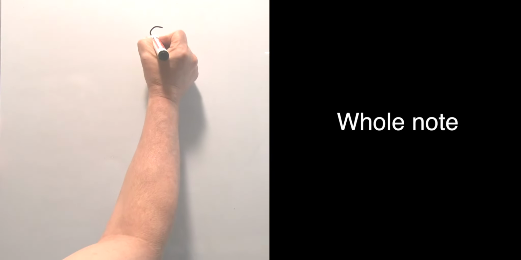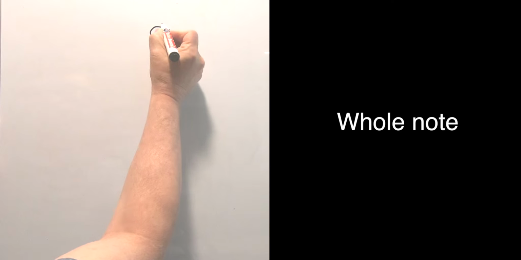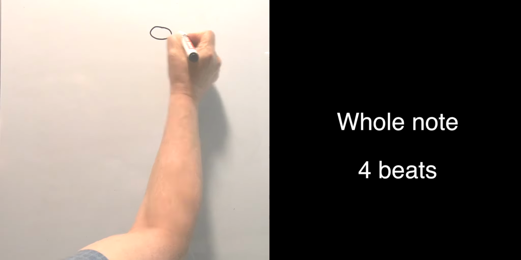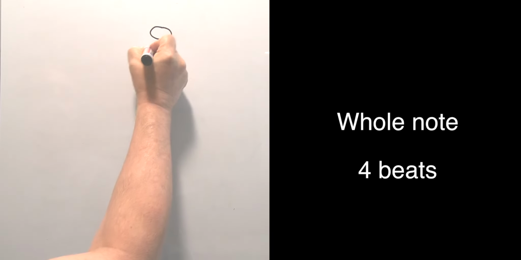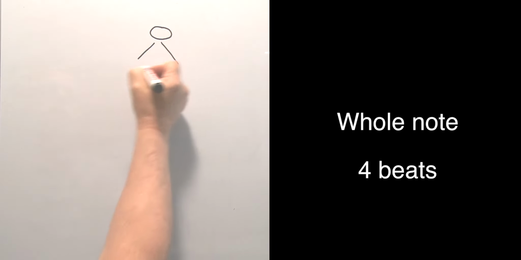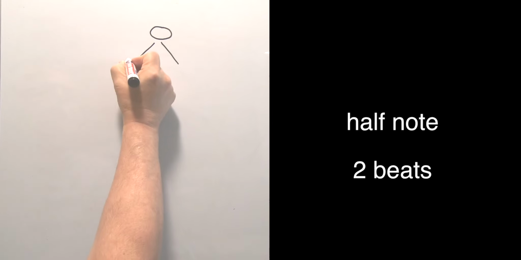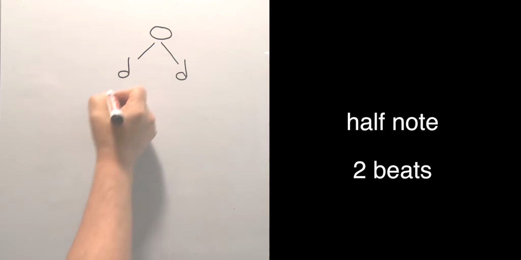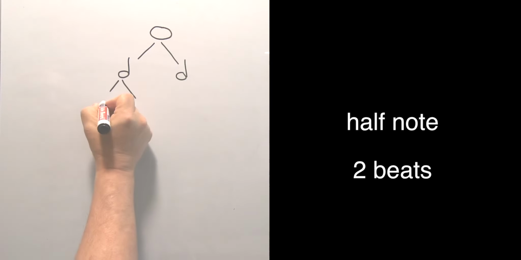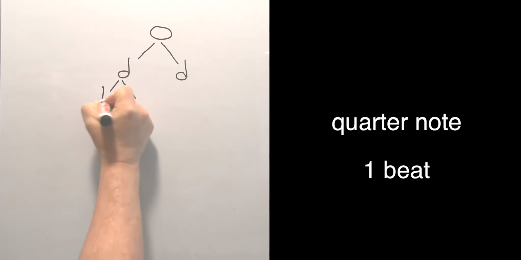So, introducing the whole note. In most songs, the whole note will receive 4 beats. There are exceptions depending on the time signature, but we're going to deal with that later as well. The whole note gets 4 beats. Music is very mathematical, so we can actually cut this whole note in half and get 2 half notes. Then we can cut the half note in half and get 2 quarter notes.